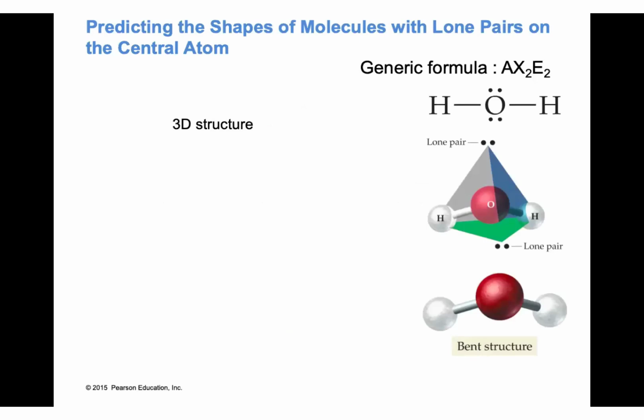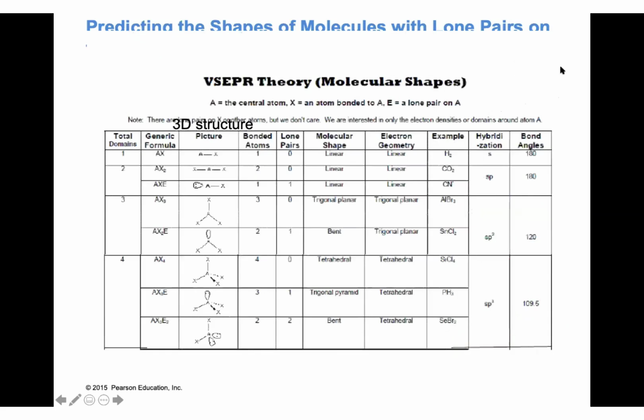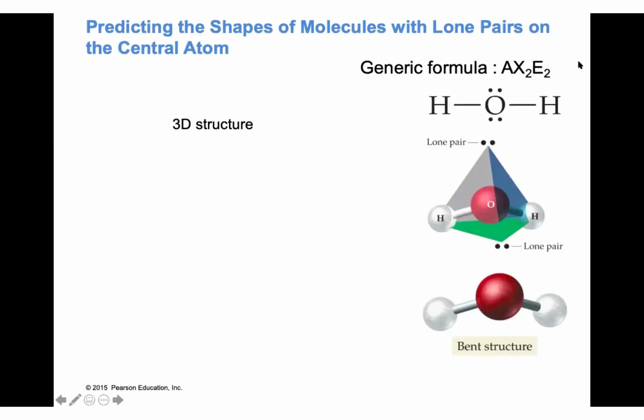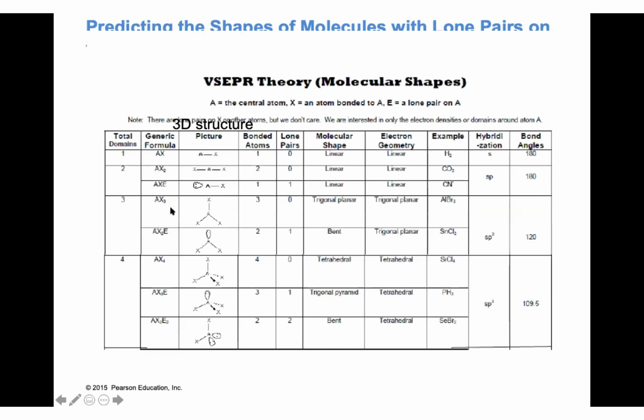Okay, let's do water. The Lewis structure for water is this one. And then what's the generic formula? The generic formula is AX2E2. So I'm going to go to a table and find AX2E2. That's the 3D structure for it.